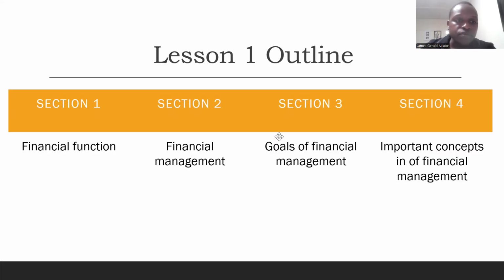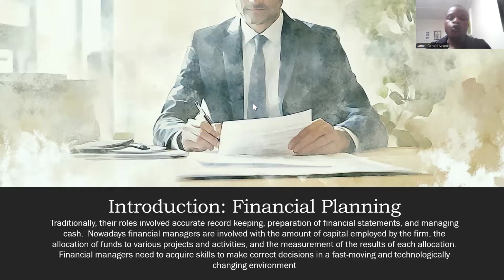So the first thing that we are going to look at is what is financial planning? What is the role of financial planning within the organization? So traditionally, accountants are more concerned with bookkeeping. They are more concerned with making sure that we have accurate financial reports. They are more concerned in making sure that we have cash in the bank account. So that is the traditional role of accountants.